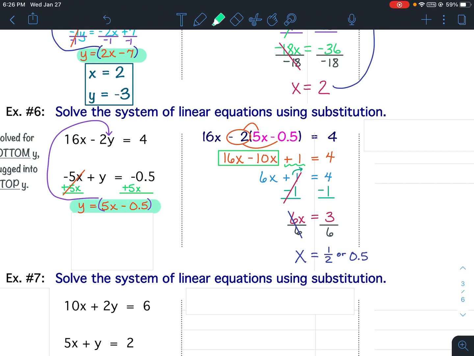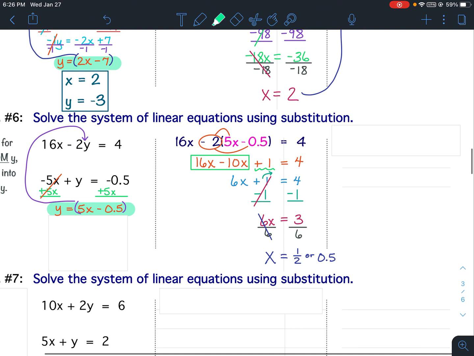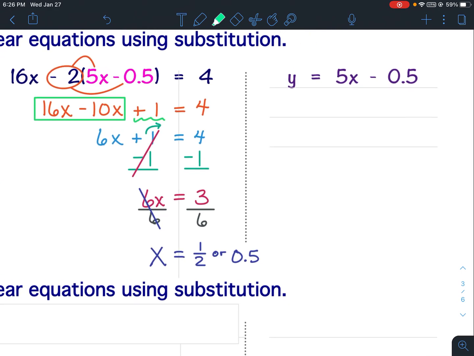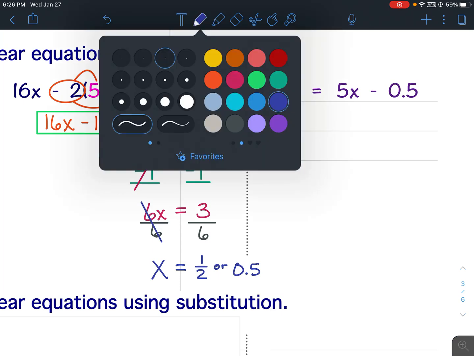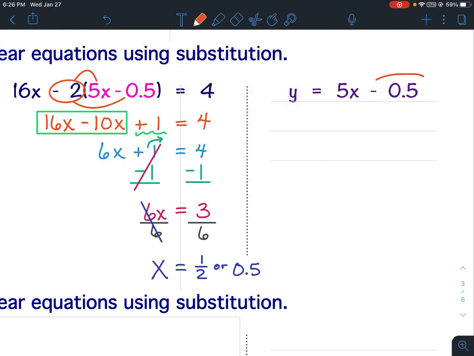All right. So now, just like all the others we've done, we go back to that original equation that we solved for. And that's what we write on the last column. So y equals 5x minus 0.5. It doesn't matter which one you use. You could use the 1/2 or the 0.5. Since the equation I'm working with already has a decimal, I'm going to use the decimal form. But I'm going to substitute that in for the x.